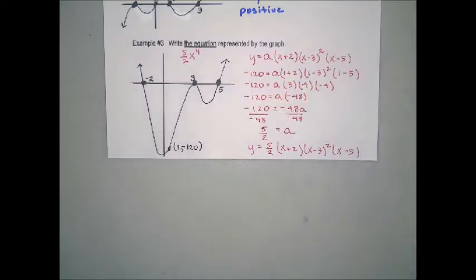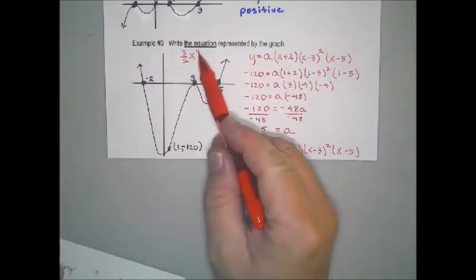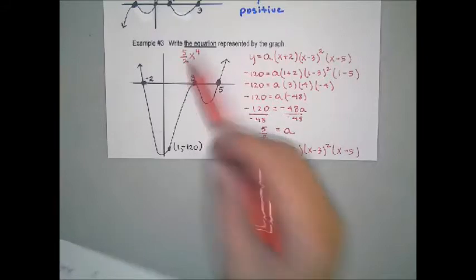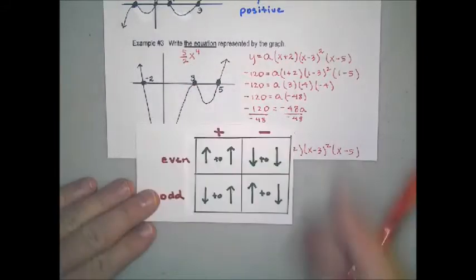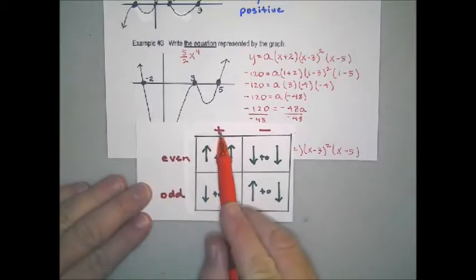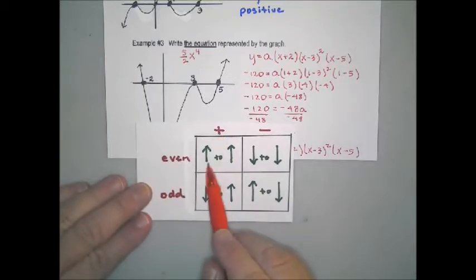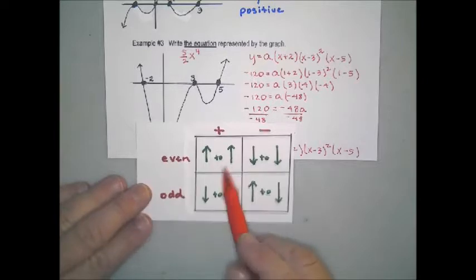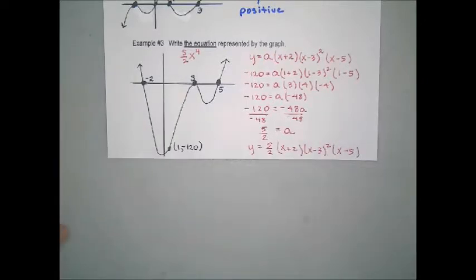Now, that means it has an even degree power and a positive leading coefficient. So, even degree powers with positive leading coefficients, the behavior is high to high. So does this graph start high and end high? And the answer is yes. So you can be pretty confident that you got this right.